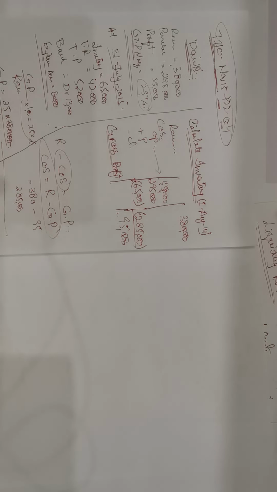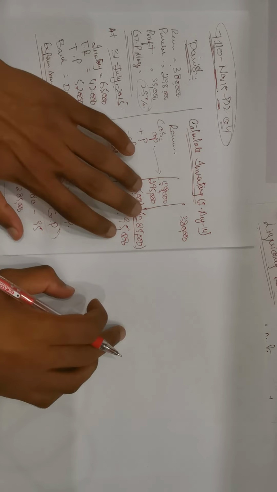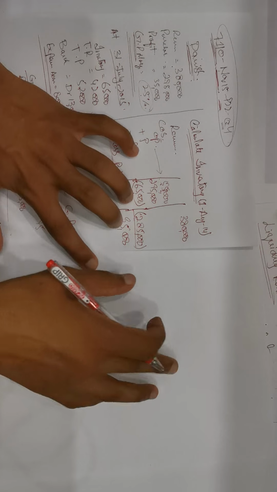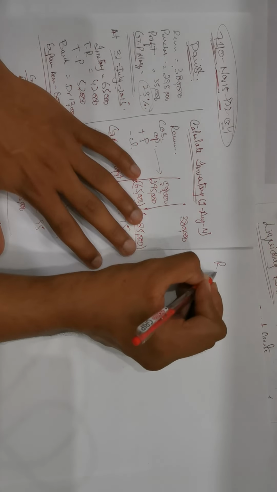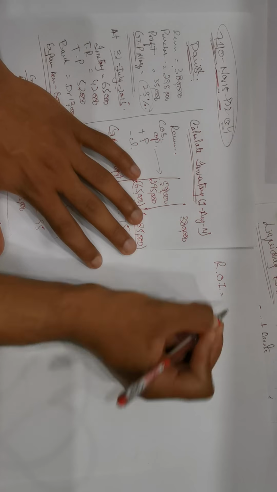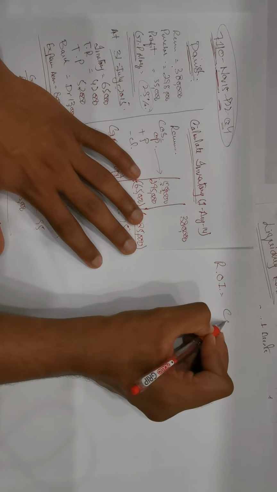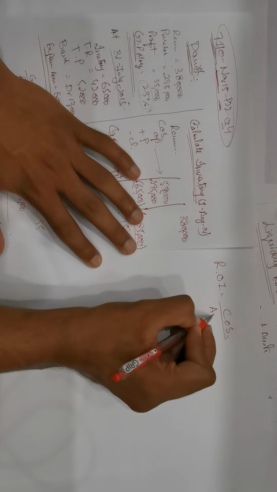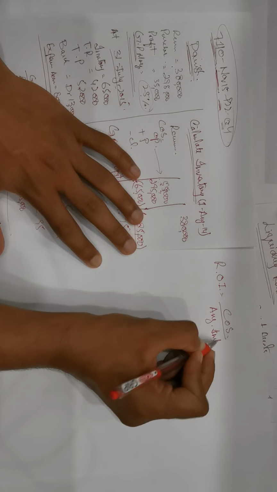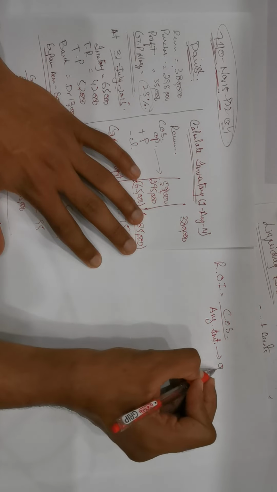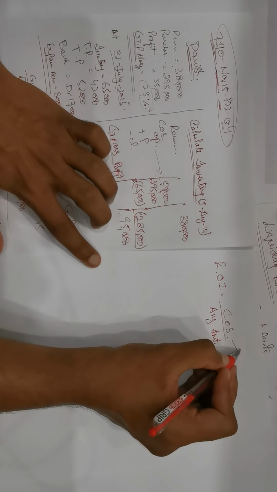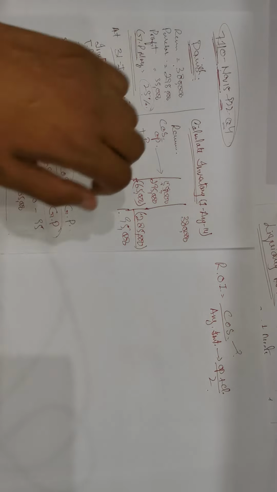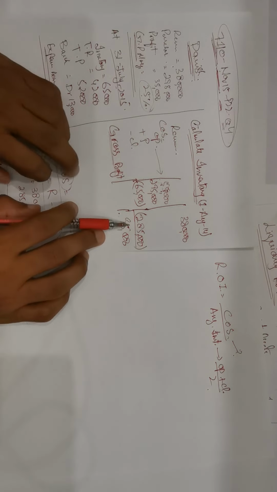Now what is the formula for rate of inventory turnover? We have already learned that in our previous videos. The rate of inventory turnover is cost of sales over average inventory. Average inventory is opening plus closing divided by 2, and cost of sales we have already calculated in the last part, which was 2,85,000.